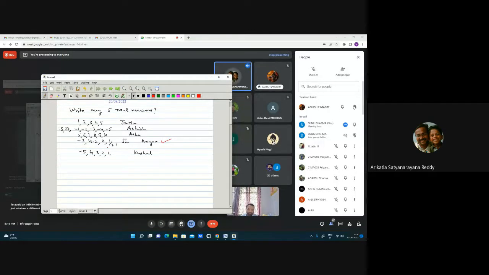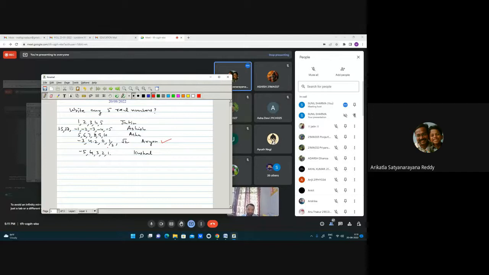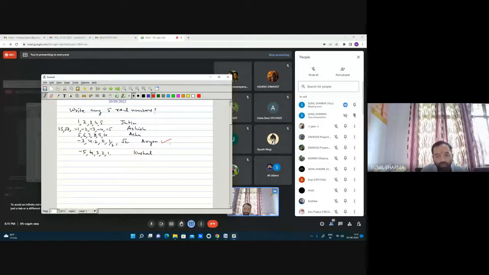What is the difference between 4.2 and √2? 4.2 is a rational number and under root 2 is irrational. Okay, good. So the numbers given by Aryan contain integers, 0, positive numbers, rational numbers, and irrational numbers. But 1, 2, 3, 4, 5 only contain positive numbers, even positive integers.